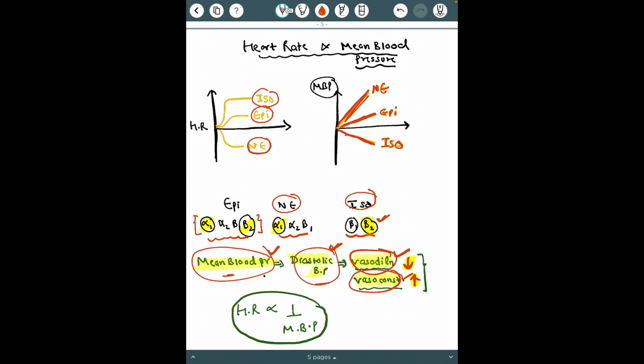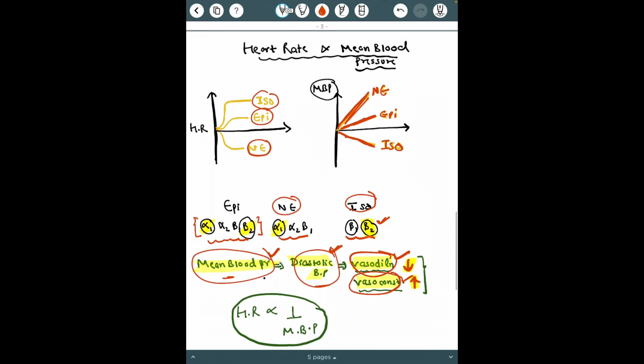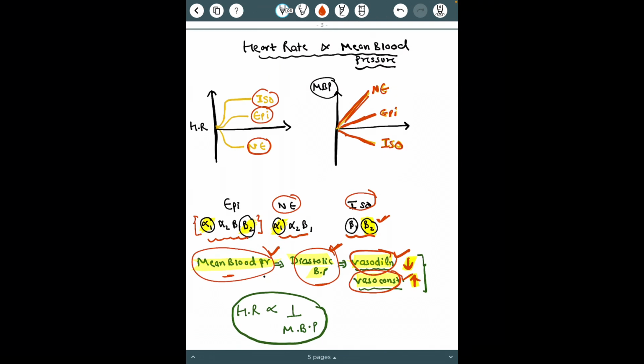Now what is the effect on heart rate? Remember that it is exactly opposite to the mean blood pressure. So if there is very high increase in mean blood pressure in norepinephrine, there will be decrease in heart rate. And in isoprenaline there is a very high decrease in mean blood pressure, so there will be very high heart rate. And epinephrine was in between before, and it will be in between after also. So these are the various effects on heart rate and mean blood pressure of isoprenaline, epinephrine and norepinephrine.